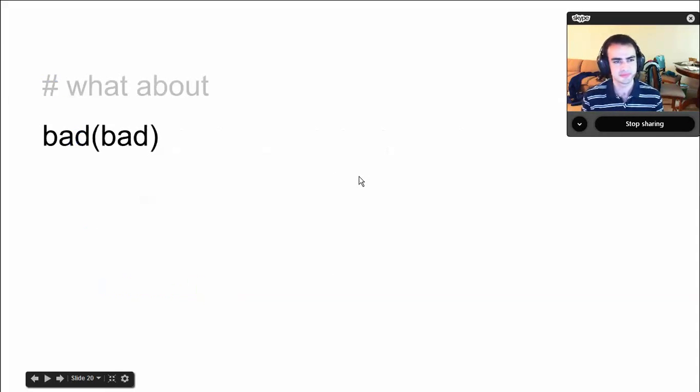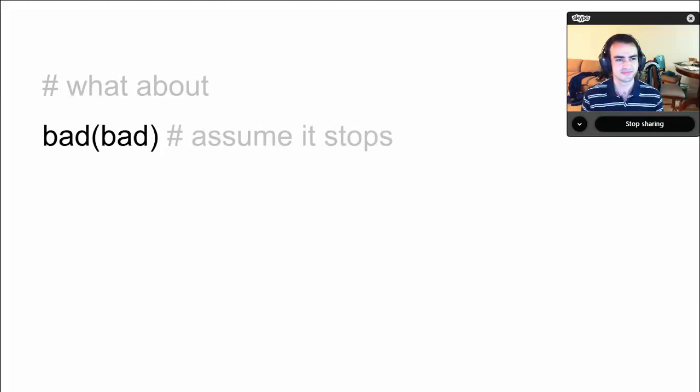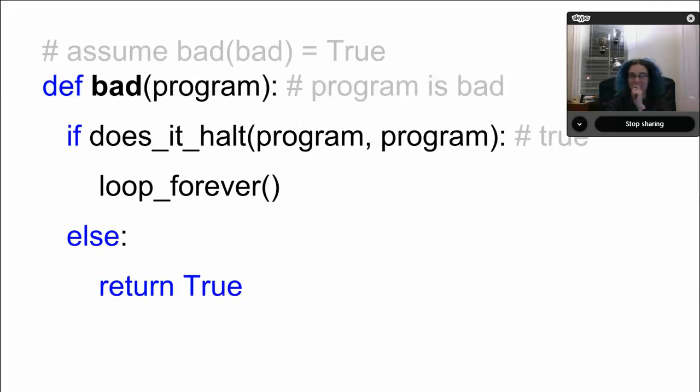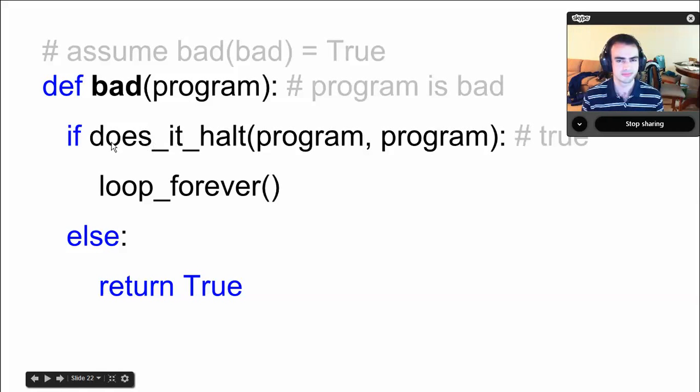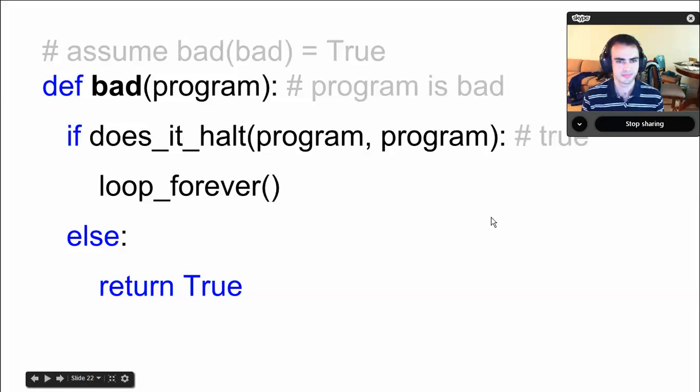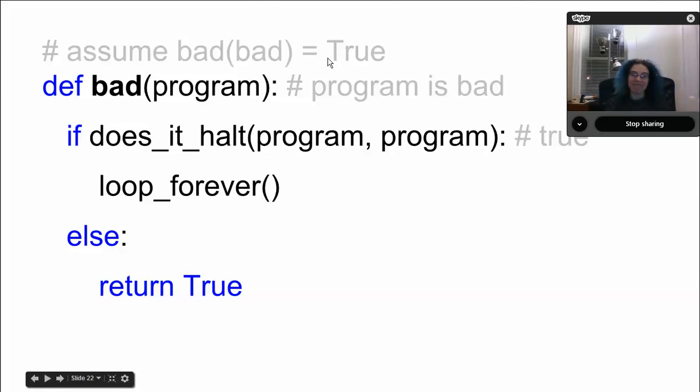So if we feed bad into itself, there are only two ways this can end. So let's look at the first one. Let's assume it stops and returns true. So, what does it halt return when bad is applied to bad? We know that that's true, because that's what we assumed it was. So this is true. So this loops forever. Okay. So it can't be true, right?